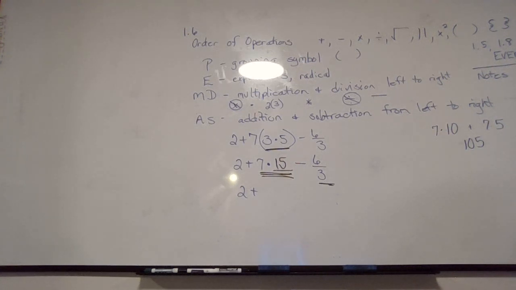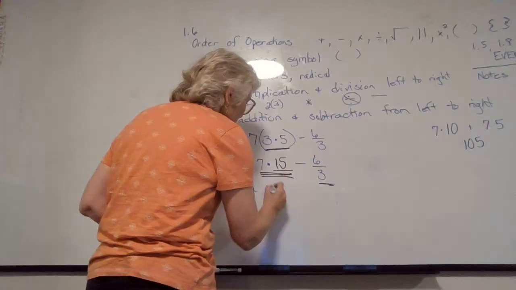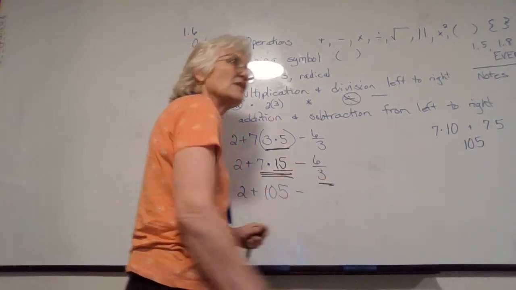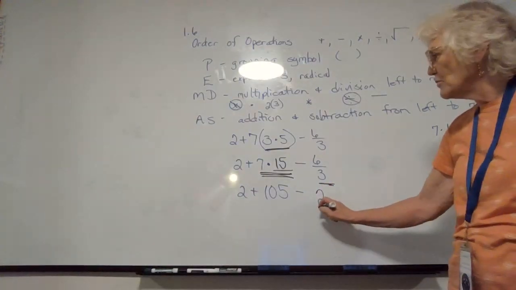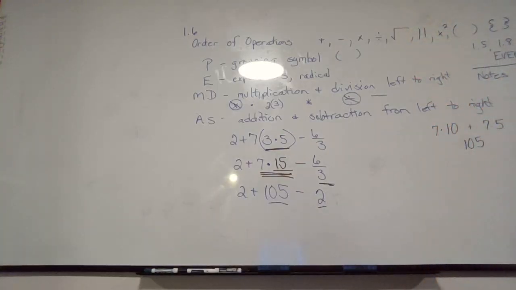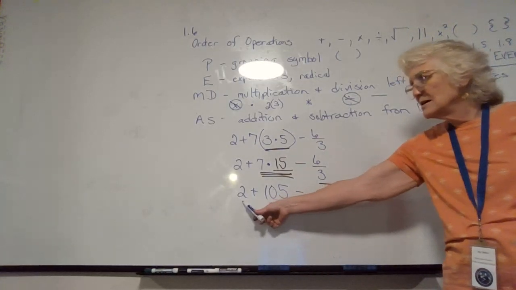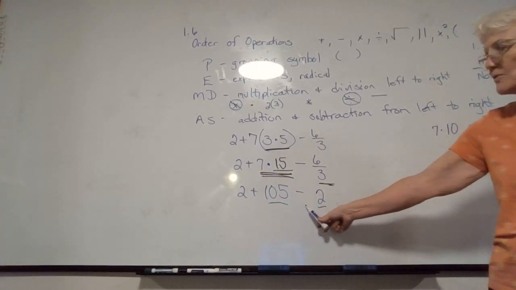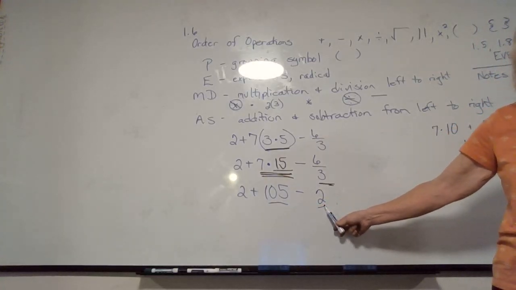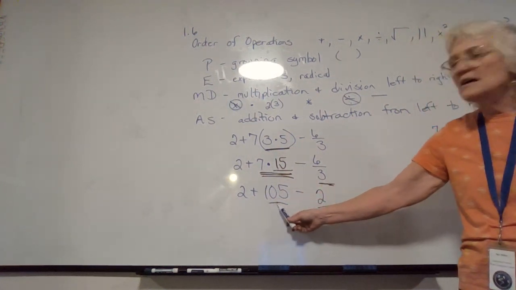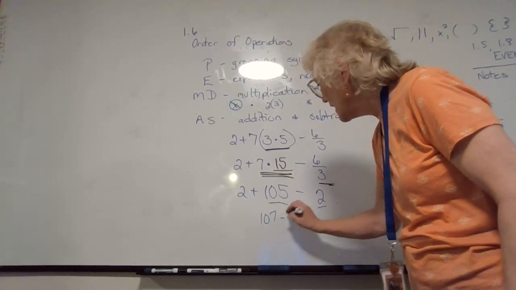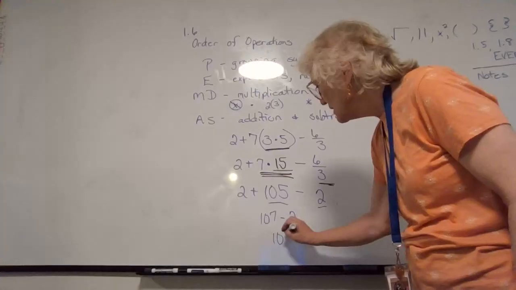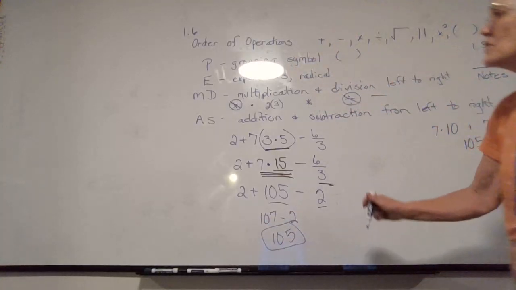Okay? So we got 105 here, minus, what is 6 divided by 3? Yes, 2. Not a hard problem. So we wrote down the answers to those problems. Now I am going to go from left to right, doing the adding and subtracting. Here I've got 2 plus 105, so that answer is 107. Then I have minus 2, and I'm back to 105 again.